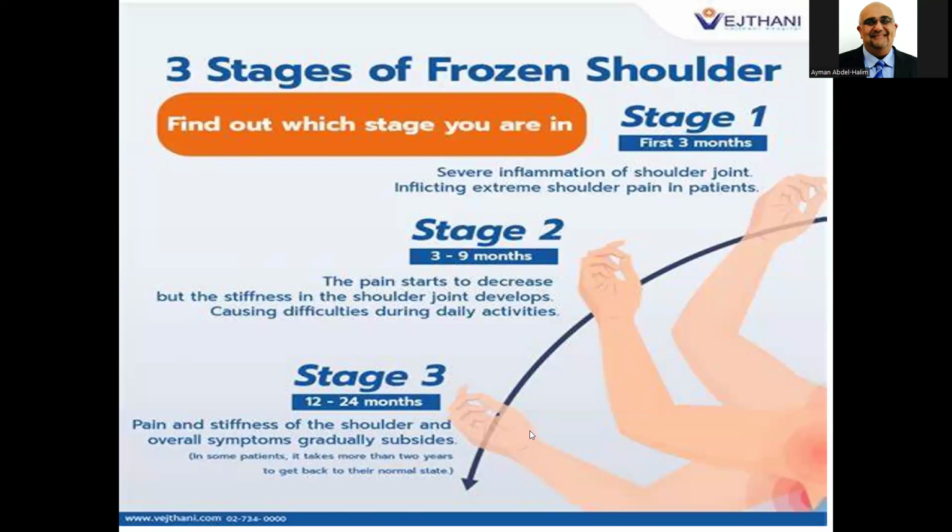Frozen shoulder is another complication that can happen post-mastectomy, and it goes into 3 stages. Okay, stage 1, 2, and 3. Stage 1, there's severe inflammation of the shoulder joint, and then stage 2, the pain starts to subside, but you still have stiffness in the shoulder joint. At stage 3, the pain and stiffness of the shoulder and overall symptoms gradually subside.